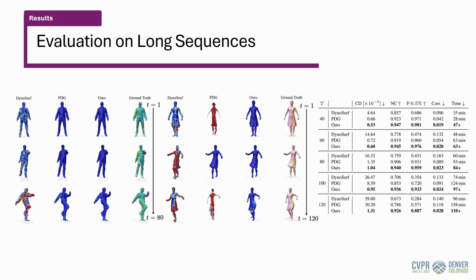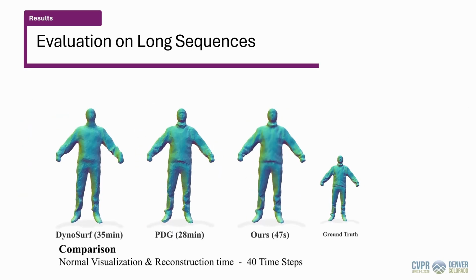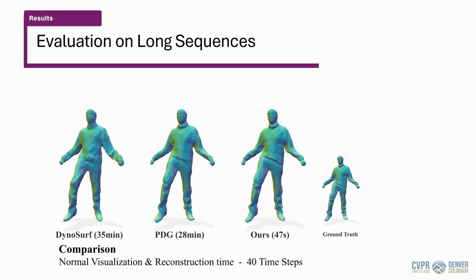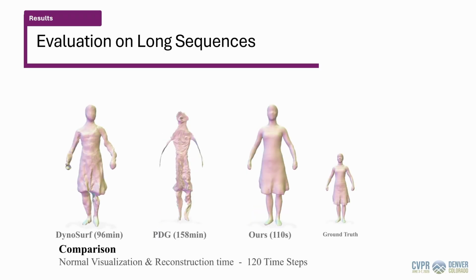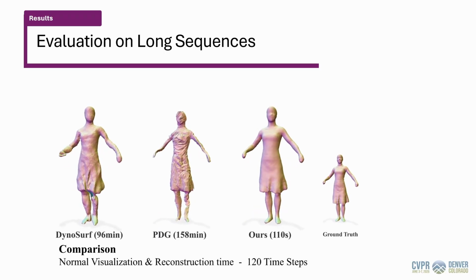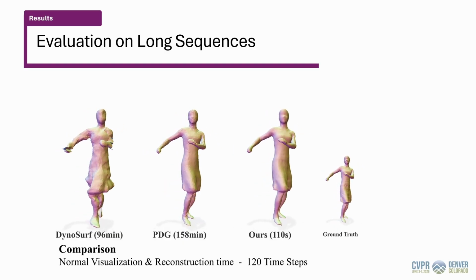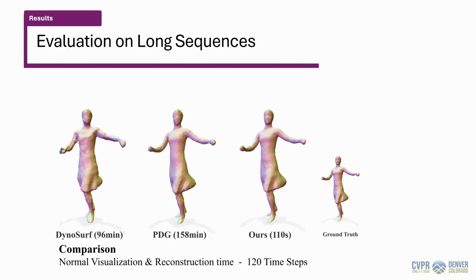We also evaluate scalability on longer AMA sequences. This is where accumulated drift becomes especially problematic for previous methods. We remain stable, while the other methods degrade strongly and become extremely slow. For example, on a 40-frame sequence, we are able to reconstruct the sequence in under a minute, while prior optimization-based methods take tens of minutes. On longer sequences, the runtime gap becomes even larger, while our method still maintains coherent reconstructions.